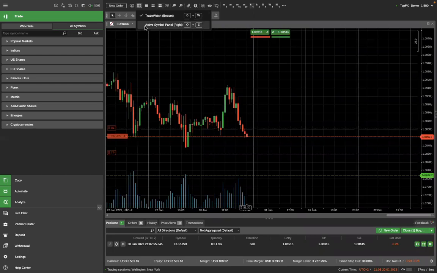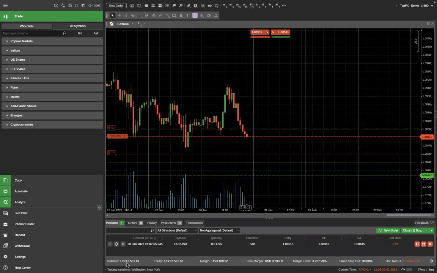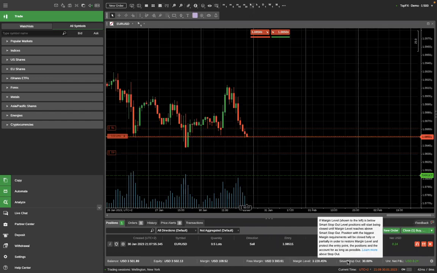If we get rid of the active symbol panel, of course, we have this trade watch panel very wide, and what we can see here is, of course, the details regarding our trade. The balance on the account, the equity right now is a little bit lower. Margin 108.2, and free margin is 3,393. Margin level over 3,000 now. And look at this smart stop out. Smart stop out is 30%.